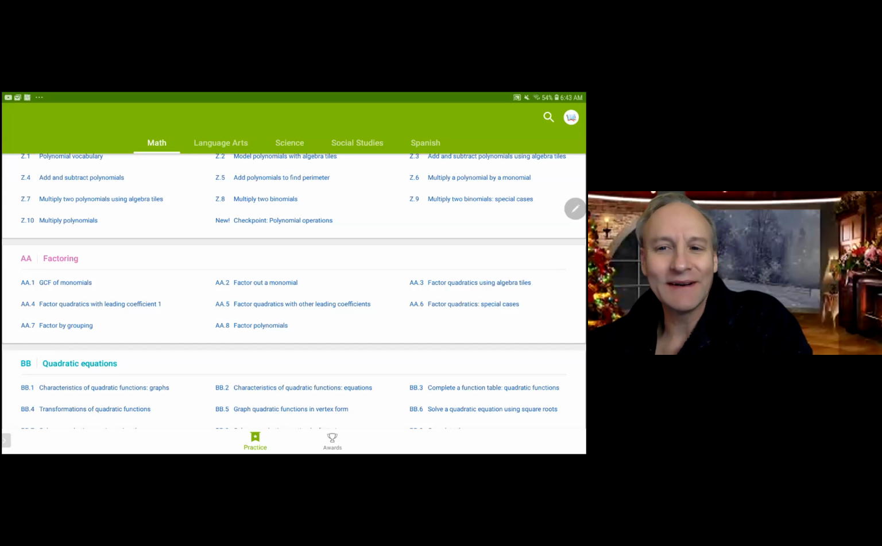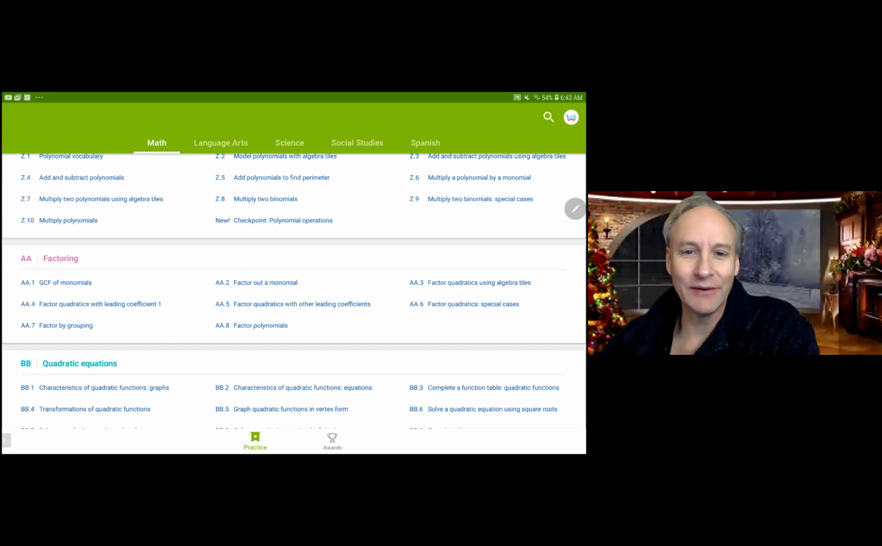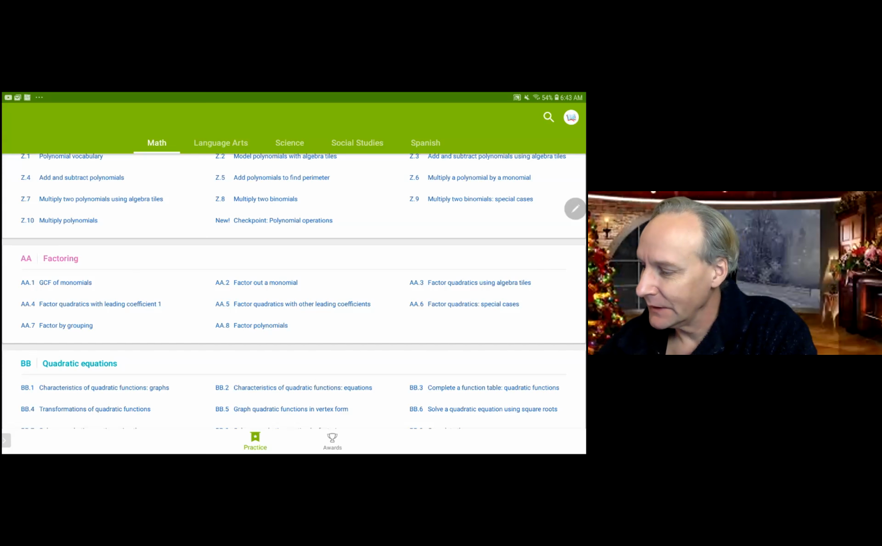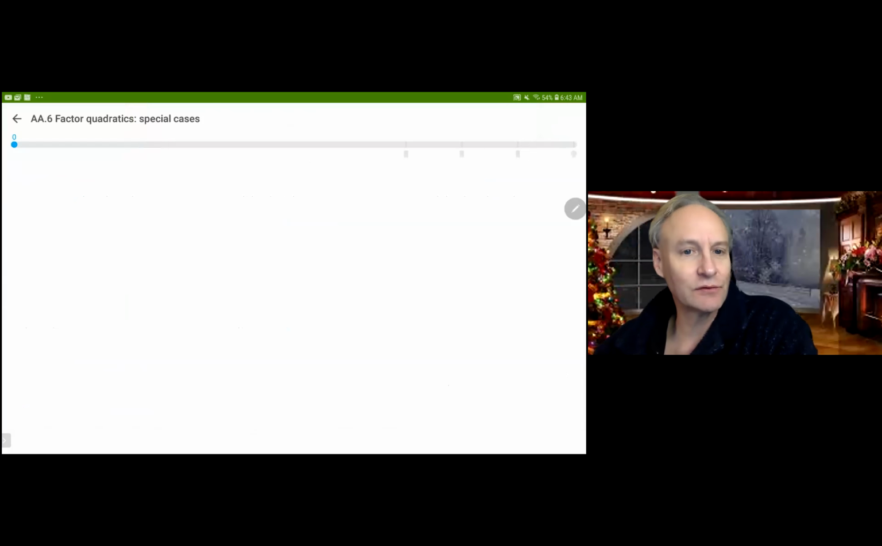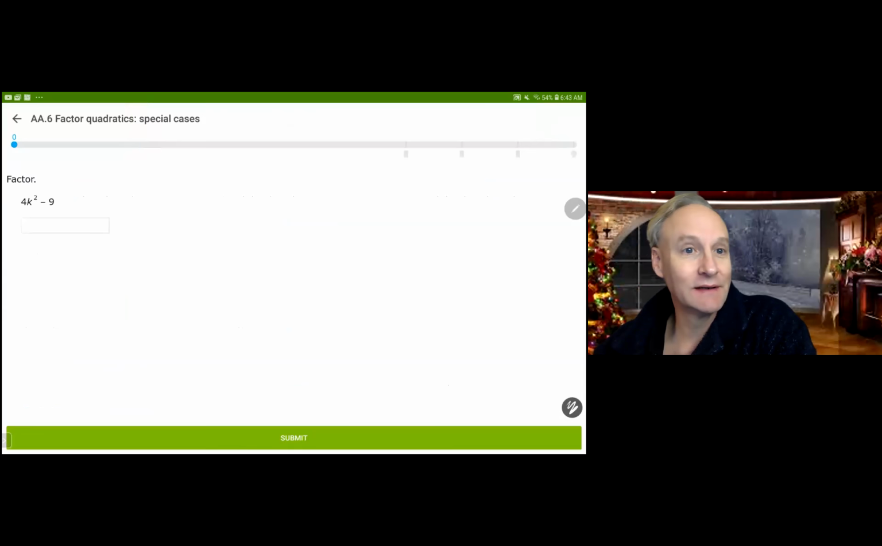Hi, everybody. We're going to do factoring. This is going to be the special cases for quadratics. So here we go. I haven't previewed it. I assume it's going to be the perfect squares and the difference of squares, but we'll see.